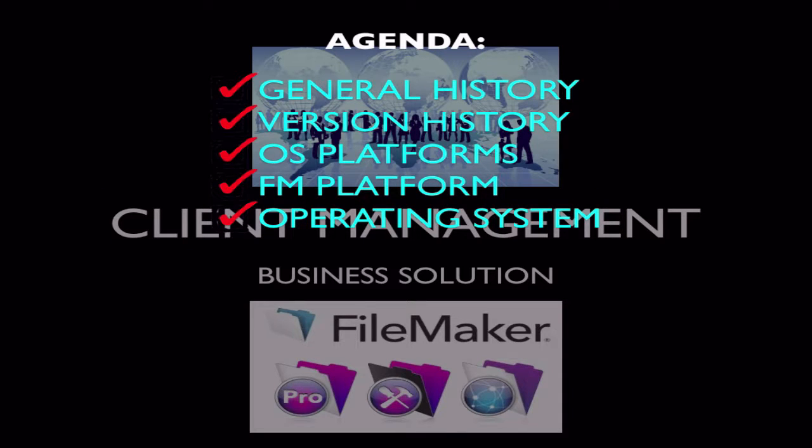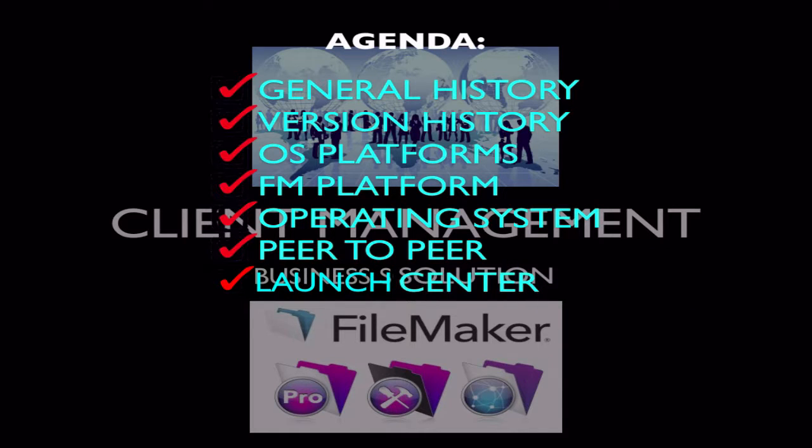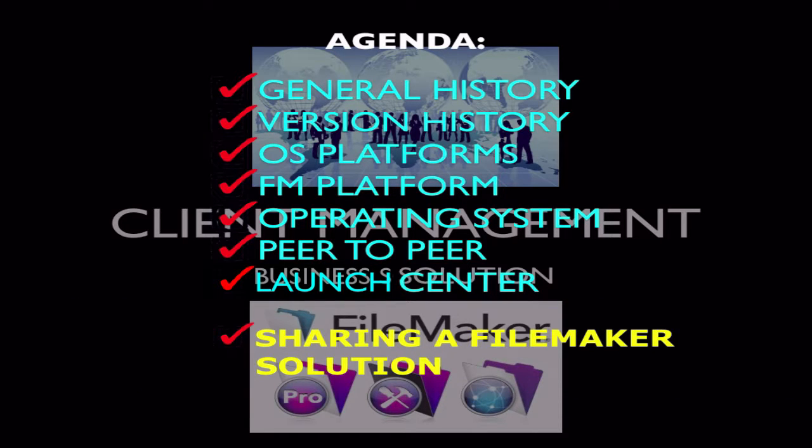Then we will very quickly go in and look at the operating systems, which operating systems are best to run what versions of FileMaker. And then we'll look at the peer-to-peer solution that FileMaker is offering, and there are 3 of them. And then we'll take a very quick look at the Launch Center, and then we'll end up with a short video that will explain how we can share this solution, like the Client Management Business Solution, on a FileMaker platform, and how we're setting that up.